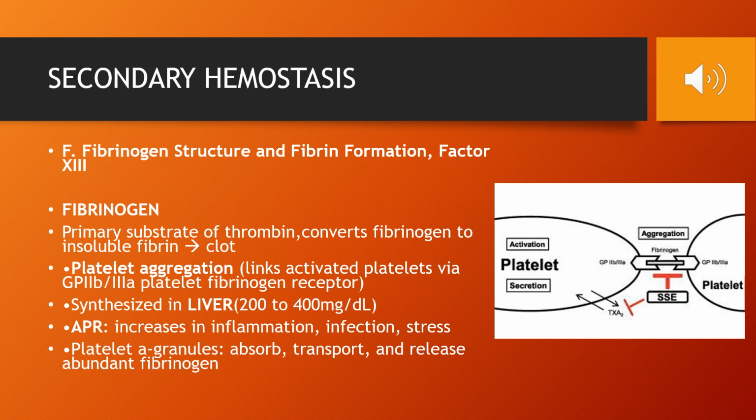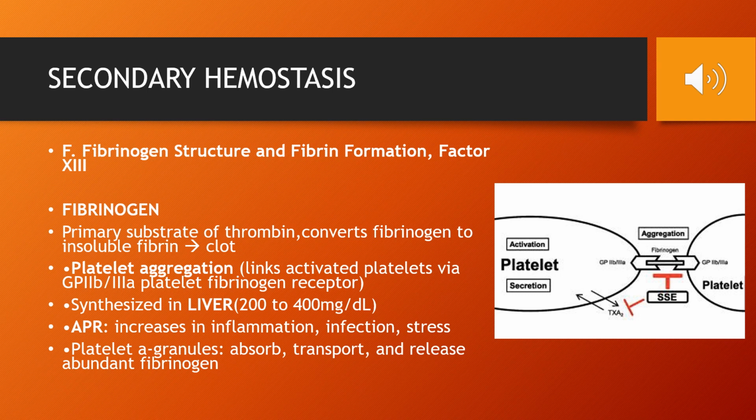So next is fibrinogen, which is the primary substrate of thrombin. This converts soluble fibrinogen to insoluble fibrin to be able to produce a clot. Fibrinogen is also essential for platelet aggregation because it links activated platelets through their GP2B3A platelet fibrinogen receptor.